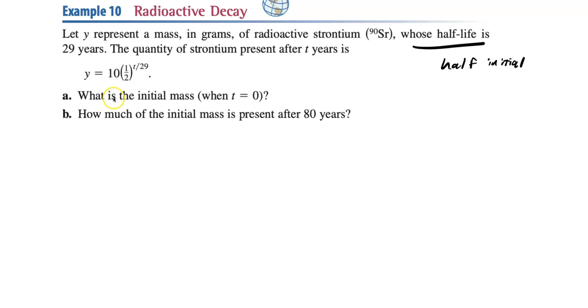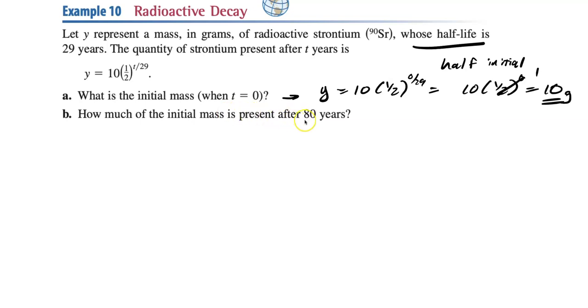And then, so the quantity is represented in years as this. So here's the formula. What is the initial mass when T equals 0? They tell you T equals 0. Just plug it in. So it's going to be Y equals 10 to the 1/2, 0 over 29. 0 to anything is 0. So 10 to the 1/2 to the 0. Anything to the 0 power is 1. So I get 10. So 10 is the initial weight in grams.